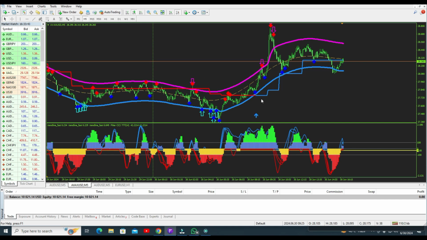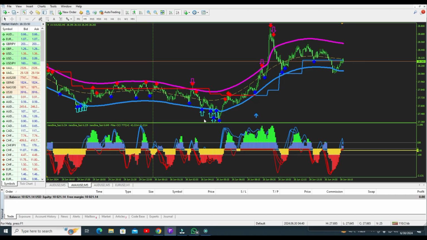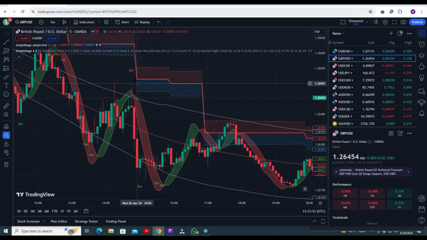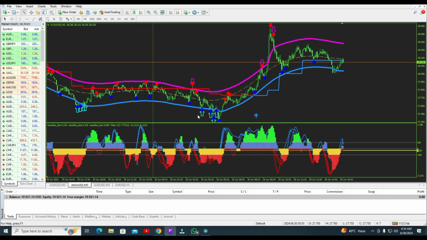The same adopt trend line is used here. I am using this same adopt trend line in MT4, and this is the buy signal and sell signal, the same here, but I just did not write the sell and buy. I am using arrows in MT4. Let me show. I am using just arrows here.